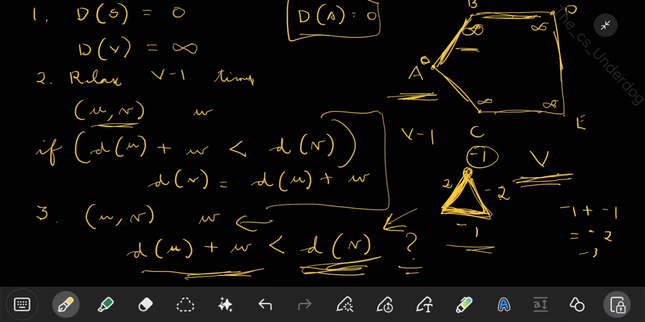A negative weight edge is okay. In that case, the Bellman Ford algorithm can still find the shortest path. But if there is a negative weight cycle, it is impossible to find the shortest path. That is why we are just detecting. So these are the steps.